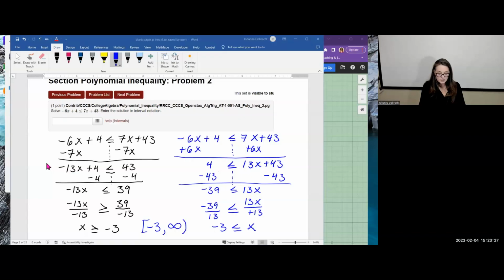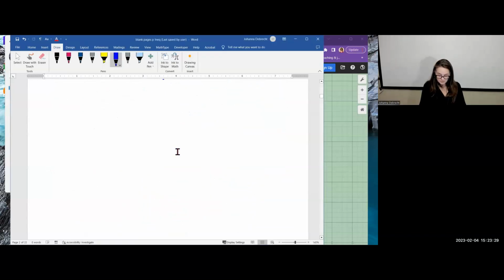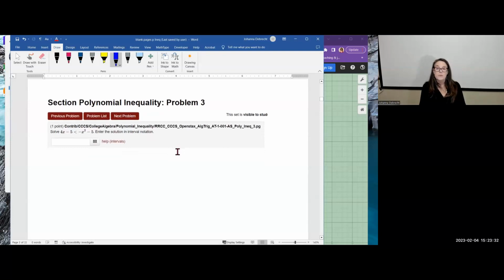All right, let's take a look now at our next problem. In our next problem, we have a line being compared to a parabola.